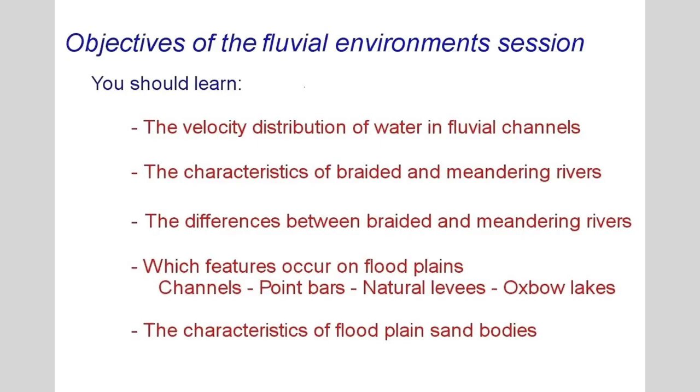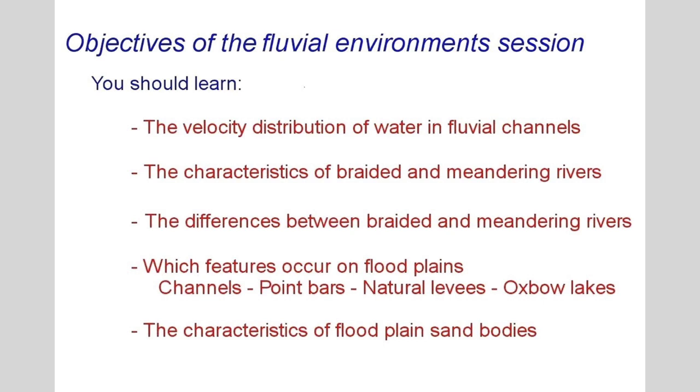One of the things that we'll take a look at is the distribution of velocity of water in fluvial channels. Fluvial is a general term for river. We have two kinds of rivers. We have the Braided River and we have the Meandering River. If you're not sure which one you have, you just say that you have a fluvial system, and so you know that it's a river system.